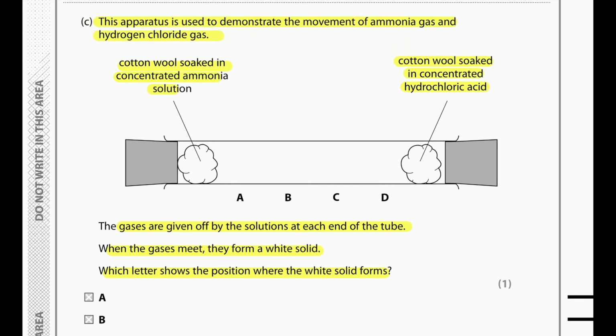We know that ammonia is NH3, which has a molecular mass of 17, and hydrochloric acid is HCl, which has a molecular mass of 36.5. So the one that has the heavier molecular mass will move more slowly. That means HCl moves less, whereas ammonia moves more. So definitely the answer will be C.